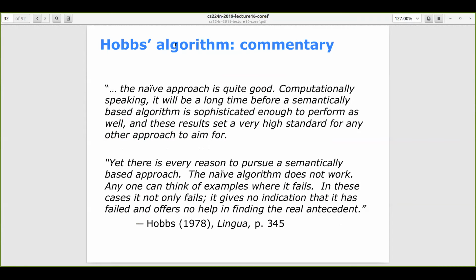So this is about Hobbs algorithm. Well, it says that it will be a long time before a semantically based algorithm is sophisticated enough to perform as well, and these results set a very high standard. So in the first comment here, we see that Hobbs algorithm actually does a good job, at least for some sentences, but it's not really something that is very good, because anyone can handpick examples where these kinds of rule-driven algorithms terribly fail. So that's the problem with these kinds of rule-driven approaches.